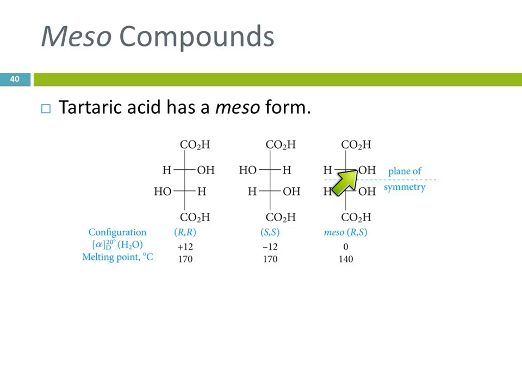This one, we have R and S. It's got a plane of symmetry along that blue dashed line. And so it's achiral, it doesn't rotate the light at all, and its melting point is actually lower. It's 140 degrees.